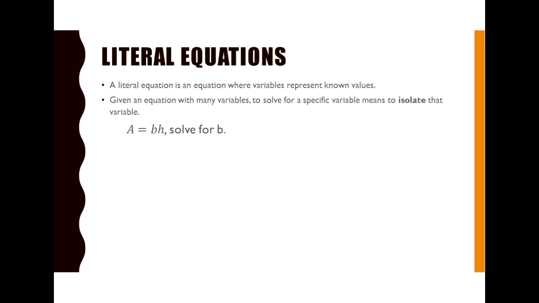So my focus is to get that base alone, and I notice that next to it is height. And what am I doing to the base and the height? I'm multiplying. So your inverse operation of multiplication, aka the opposite of multiplication, is division. So your next step is you're going to divide both sides by whatever's next to it to get it alone. So I am going to divide both sides by h in an attempt to get my b alone.